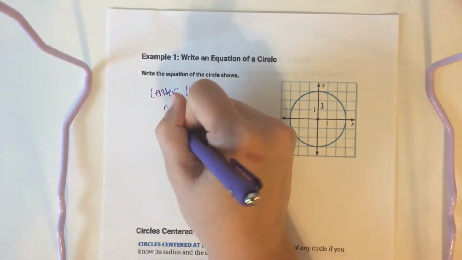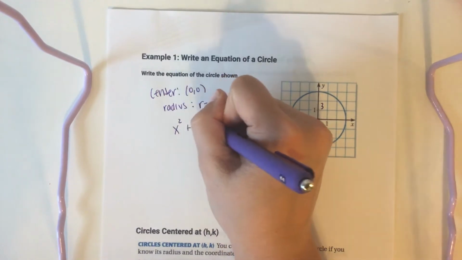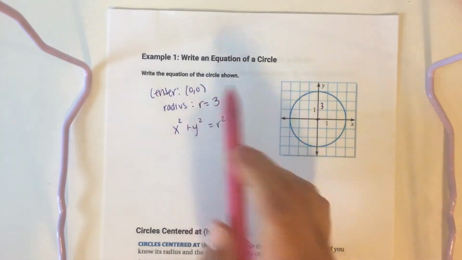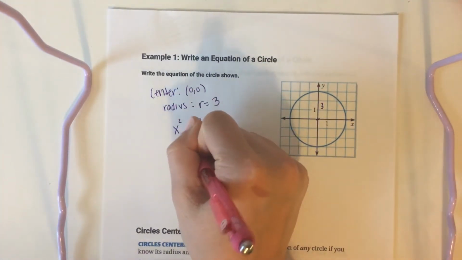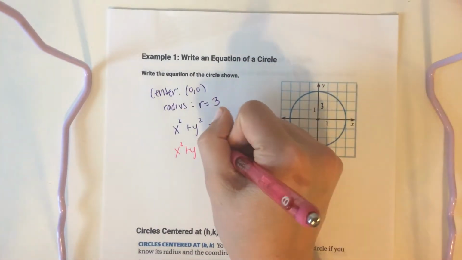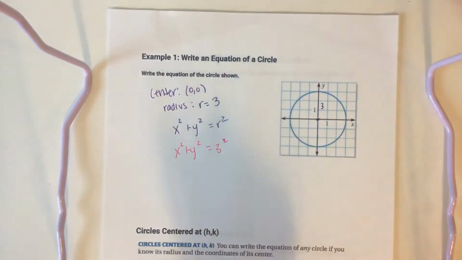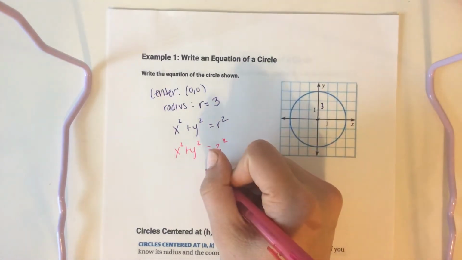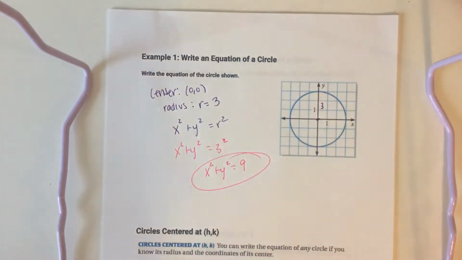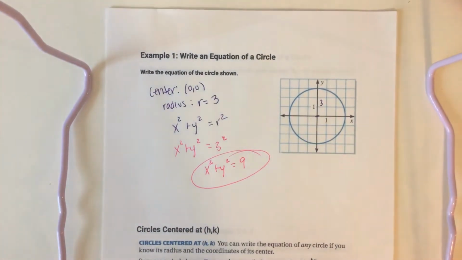So then we have this equation here, x squared plus y squared equals r squared. Well, the x squared and the y squared aren't going to change because it's centered at the origin. So x squared plus y squared doesn't change. Our radius is 3, so this becomes 3 squared, which means our final equation is x squared plus y squared equals 9. And there's your equation of this circle right here.